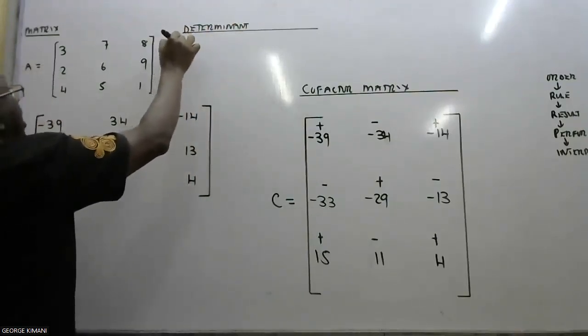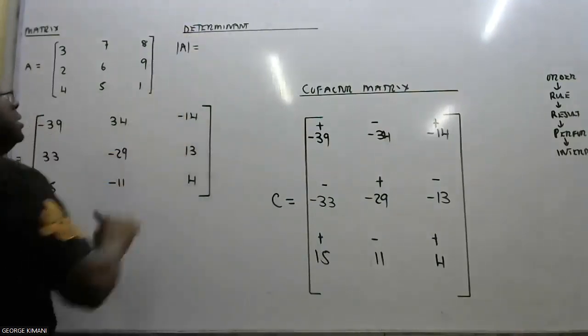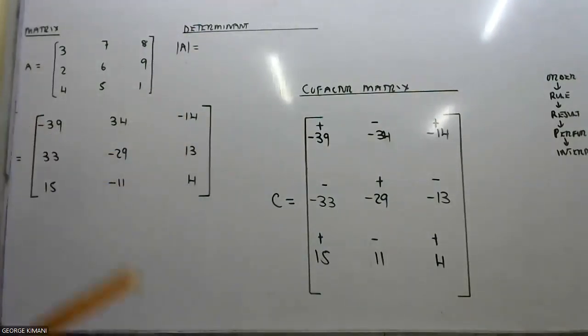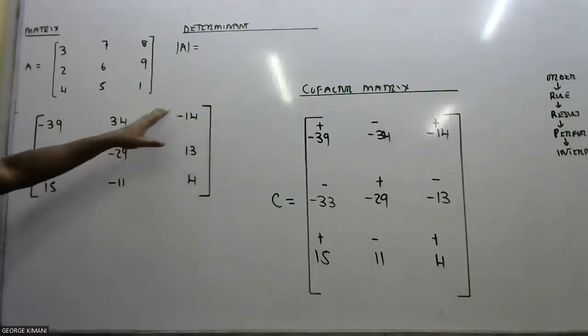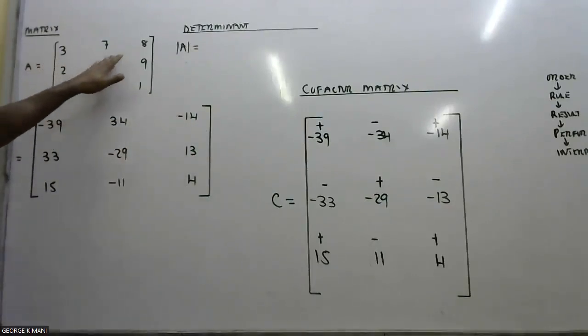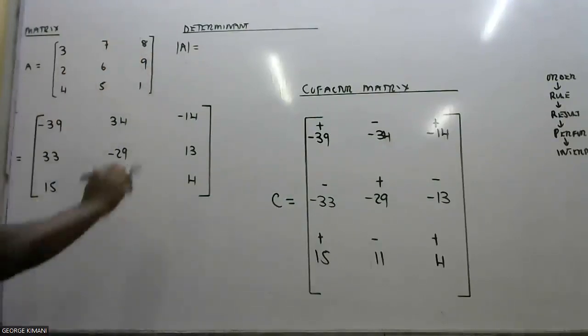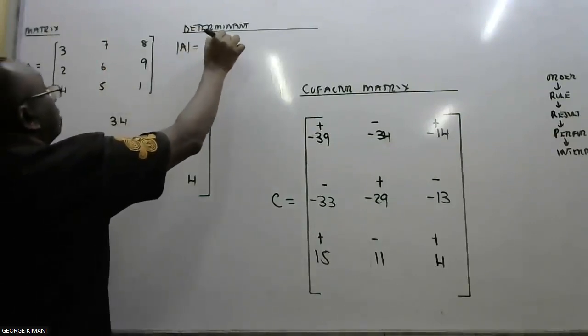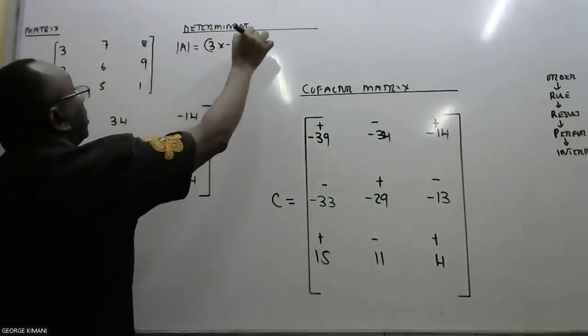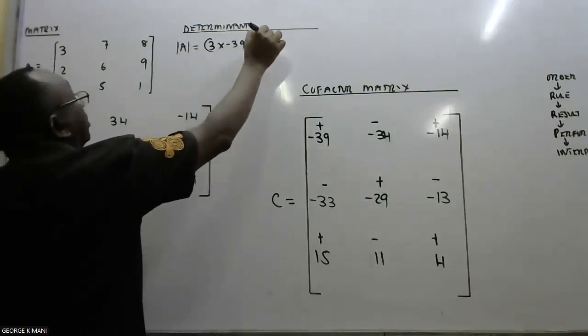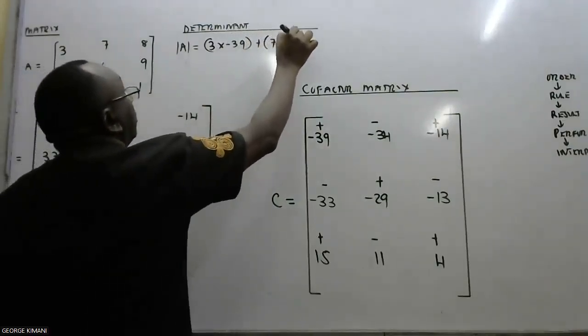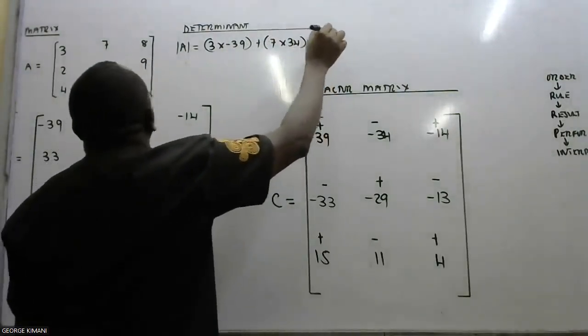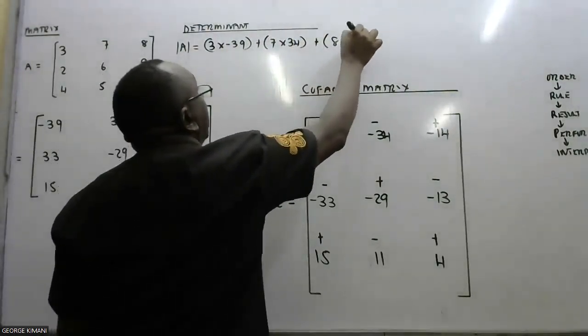Now, a determinant is very simple like this. You come here to the cofactor. You take the first row elements, and you go to the original matrix, the first row elements, you multiply as you want. So that would be 3 times minus 39, plus 7 times 34, plus 8 times minus 14.